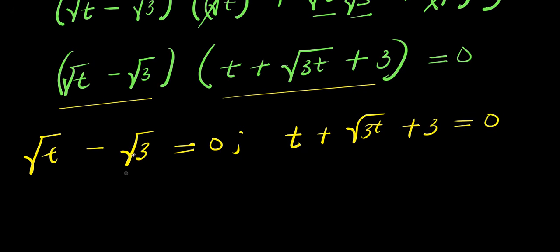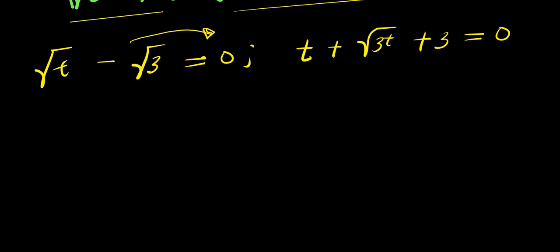So let's solve these individual equations. For the first one here, move this over here. I will have square root of t equals square root of 3. This cancels this, so I have t equals 3. That's my t1.